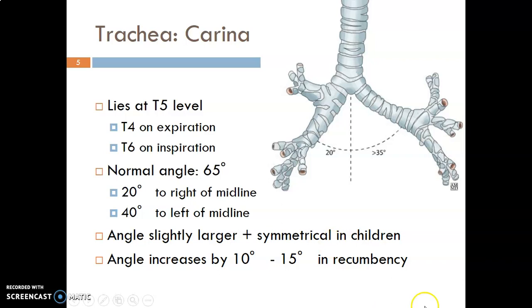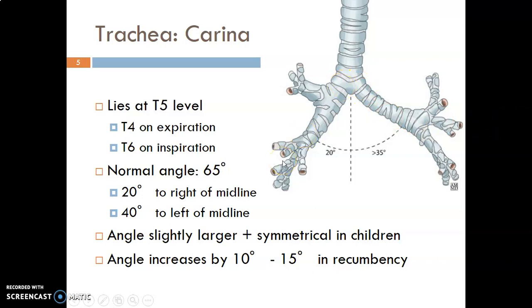So this is the carina, the bifurcation. It's usually at T5 level, but during expiration it is at T4, and during inspiration it lowers, so it will be at T6 level. The normal angle at the carina is usually 20 degrees to the right of the midline, and 35 to 40 degrees to the left of the midline. What does this tell you? That the right primary bronchus is more vertical than the left. The left is more deviated from the midline than the right.